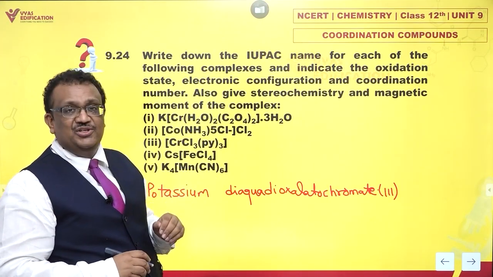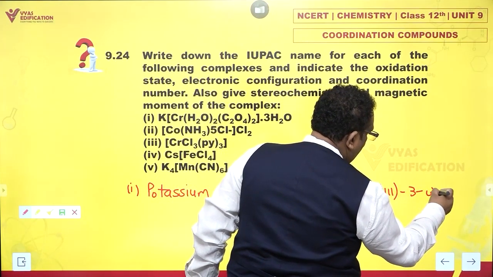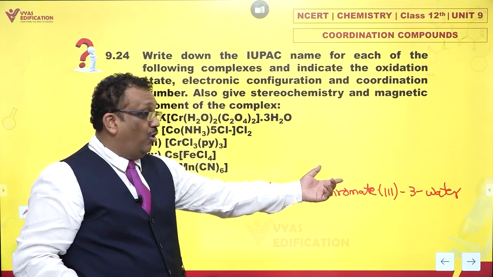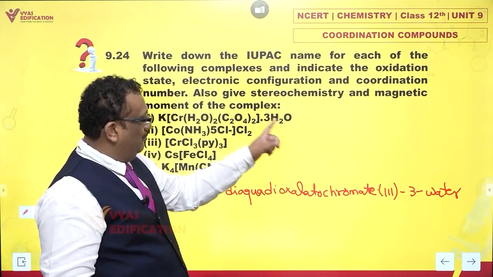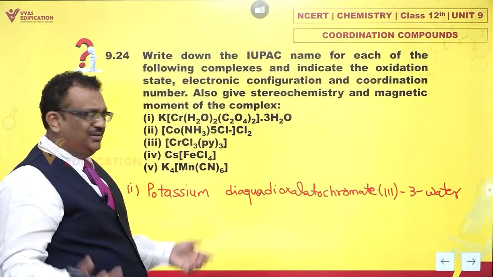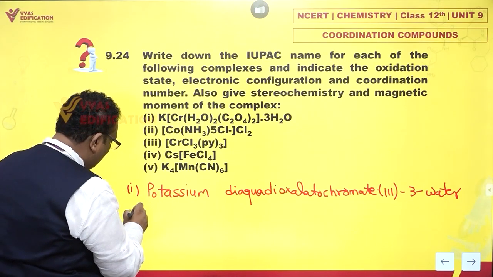There is some water of crystallization also. This is simply written as -3 water. Please don't write it as aqua. Aqua means ligand. Water means water of crystallization, and we simply write the number followed by the word water with a dash. That's it, the first name. Let's write down the names first.